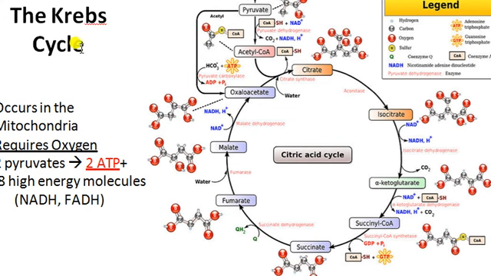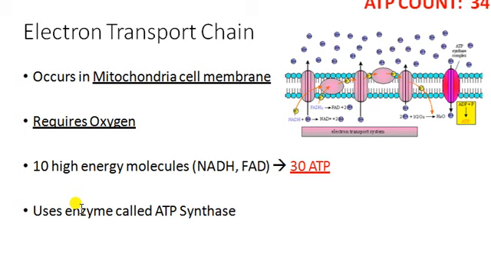The Krebs cycle occurs in the mitochondria, and it requires oxygen. After glycolysis you get 2 pyruvates. That gives 2 ATPs, and 8 high energy molecules, NADH and FADH2, are formed. Next, the electron transport chain.